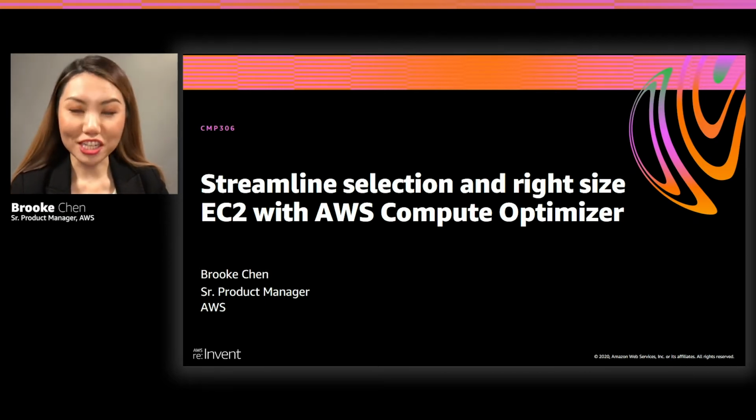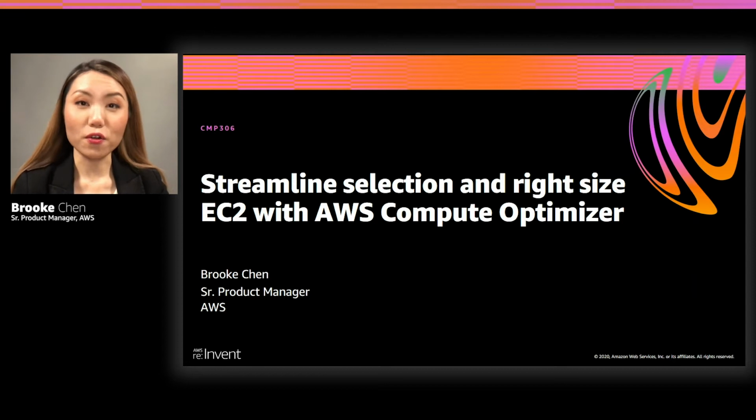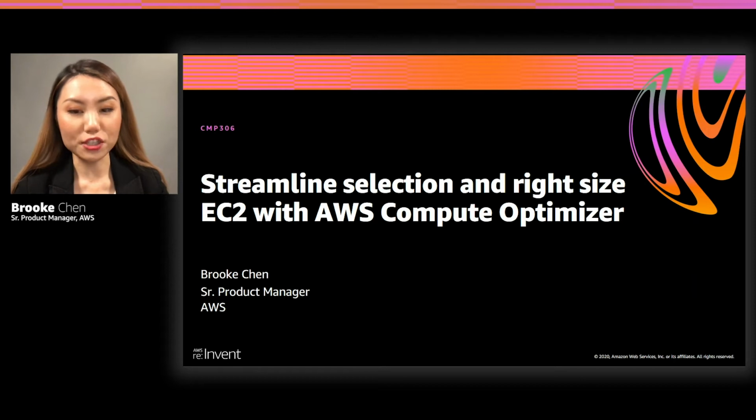My name is Brooke Chen. I'm a Senior Product Manager for AWS Compute Optimizer. I've been with the company for several years. Before this, I worked as a data scientist in the application performance management space and built machine learning models to improve service uptime and availability. I'm excited to be here today to talk about how Compute Optimizer can help you run your applications on AWS efficiently by optimizing your infrastructure setup.